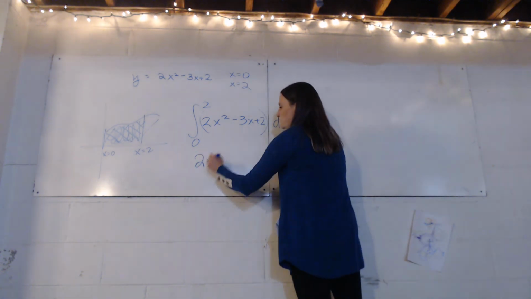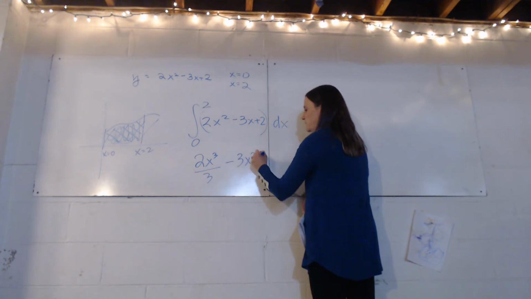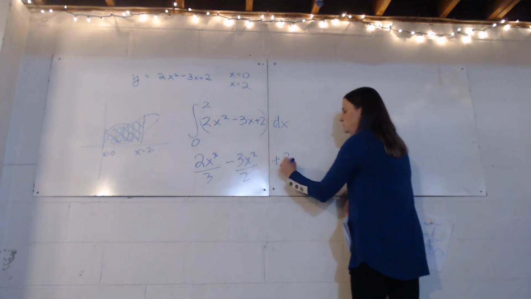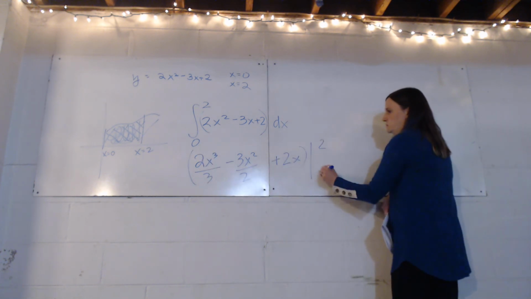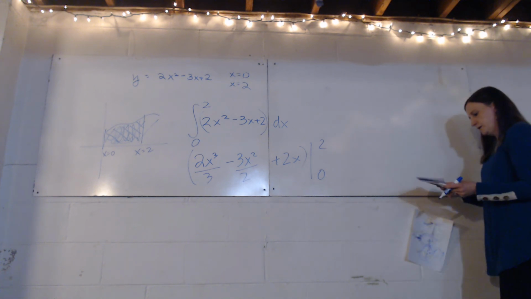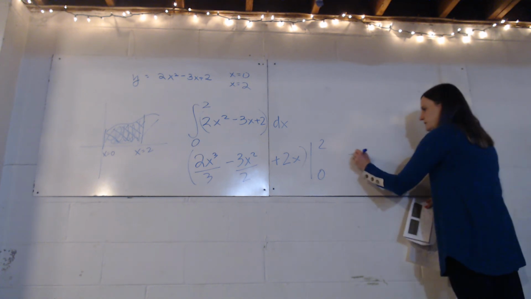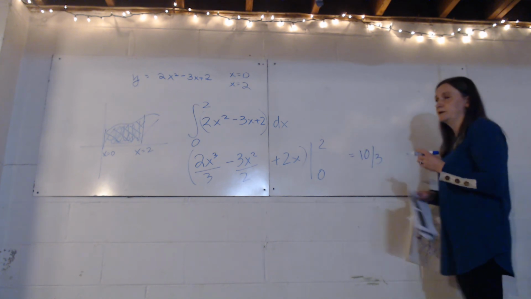This becomes 2x cubed over 3 minus 3x squared over 2 plus 2x, and I want to evaluate that from 0 to 2. At 0, it's just 0 because everything has an x in it. And so when I plug values in, this ends up being 10/3. So I just put a 2 in everywhere, and that's my area.